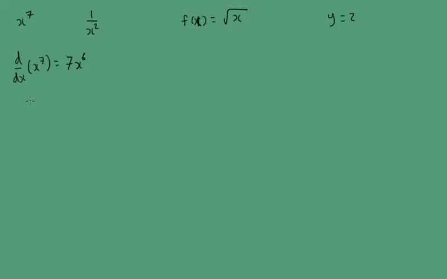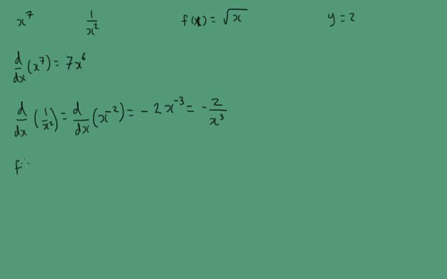Now for d by dx of 1 over x squared, we can rewrite that as d by dx of x to the minus 2, and we can do it the same way. So we'd multiply by the power, so it's going to be minus 2x, minus 1 minus 1 is going to be minus 3, and then we would rewrite it in this form, so it would be minus 2 over x cubed.